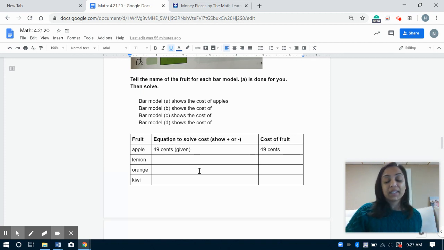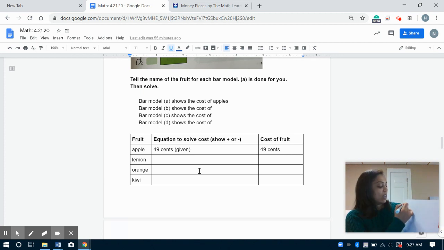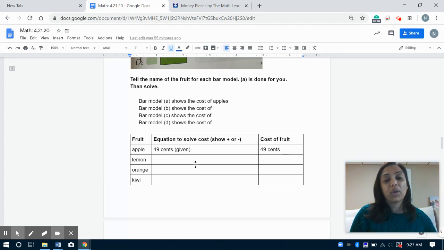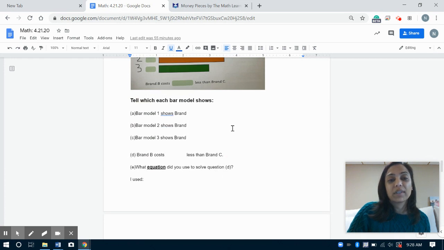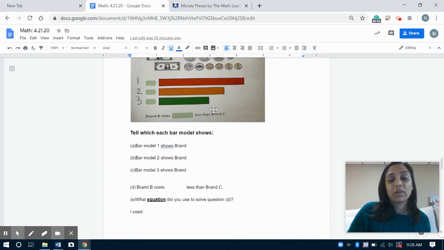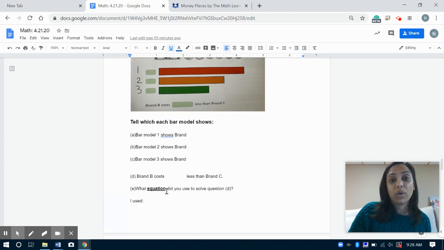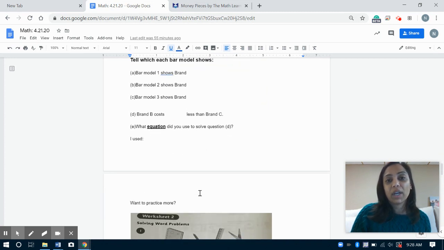An equation is basically a number model, right? In case you've forgotten, an equation is a number model. So if you were to write something like this, 29 cents plus 10 cents equals 39 cents, right? That is an equation. So I just wanted to point that out. We need to know what equation you are going to be using to find the cost of the fruit. Then if you scroll down over here, again, the same idea, indicating what the bar model represents, and then we need to know what equation you use. Okay, so that we know that you're not just doing it in your head.